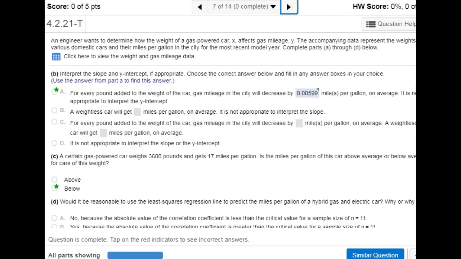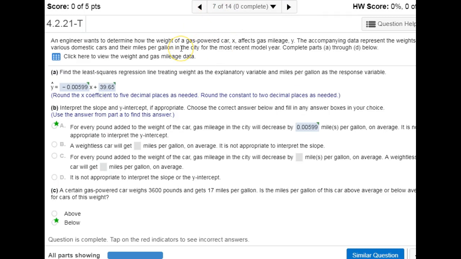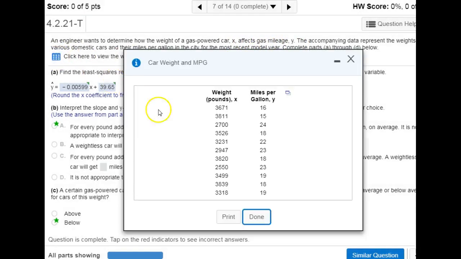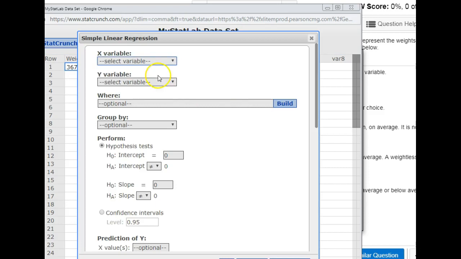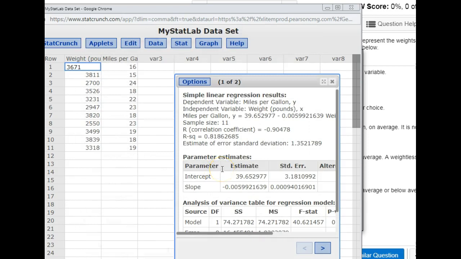For number 7, we're looking at the relationship between the weight of a car, that's our explanatory variable, and the car's gas mileage, that's our response variable. So we're going to open the data we have in StatCrunch, and we want to look at the simple linear regression here of how the weight can affect the gas mileage. And when we hit compute, we get our least squares regression line right here.